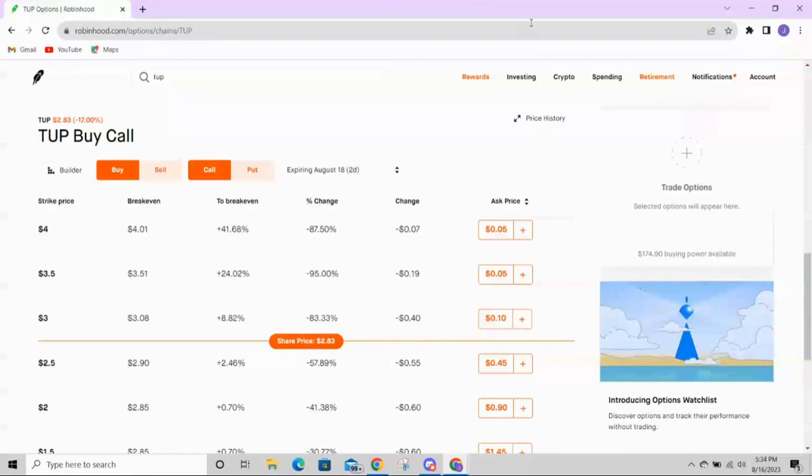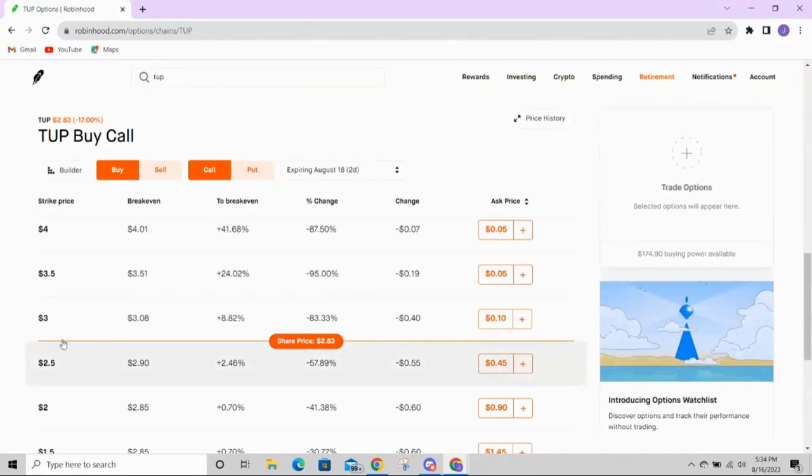Once you've done that and you get to this options screen, there's a few metrics that you're going to want to look at. So one thing to note right off the bat is that when you buy or sell an options contract, it's for 100 shares. So one contract equals 100 shares. So the first thing you're going to look at is the share price. That's what the stock is trading at right now, $2.83.